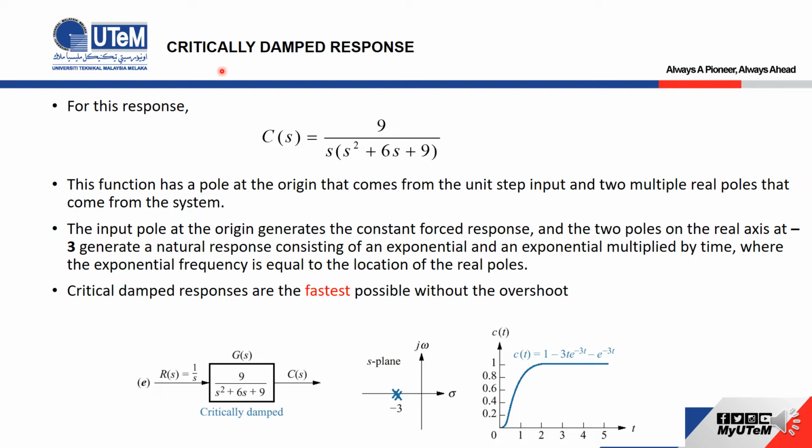For critically damped, for example, we have the response with C(s) equal to 9 over s times s squared plus 6s plus 9. As you can see from this function, there is a pole at the origin that comes from the unit step input, referred to by this component 1 over s, same as the overdamped case. Based on this response, we also have another two poles that come from the system.